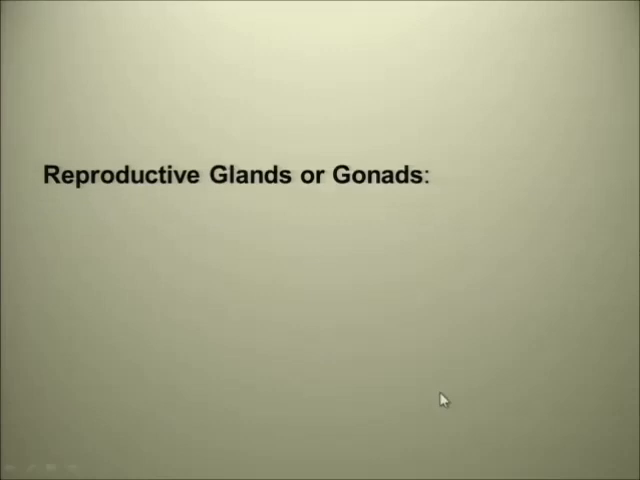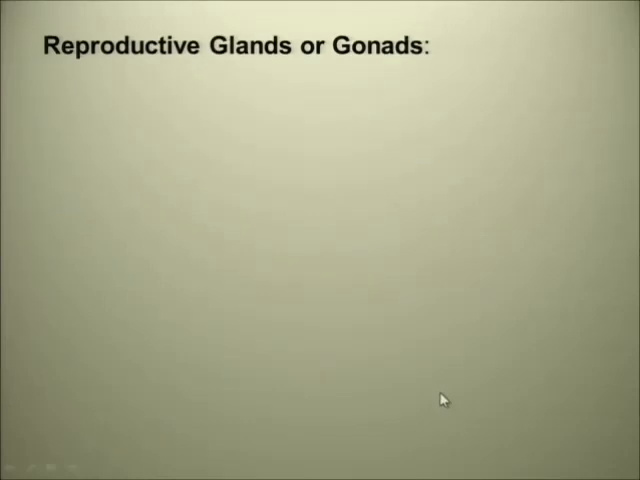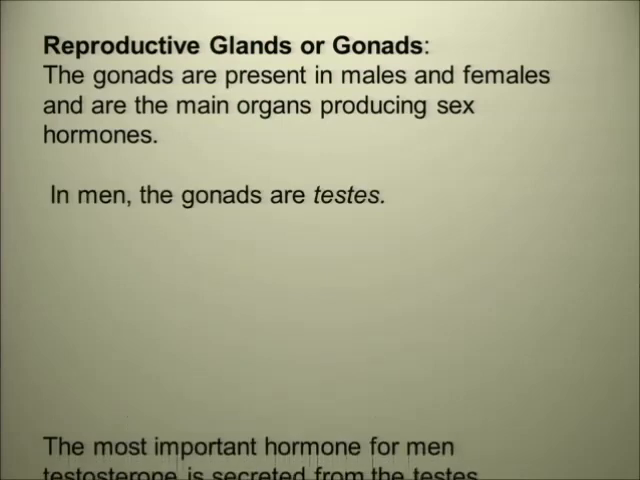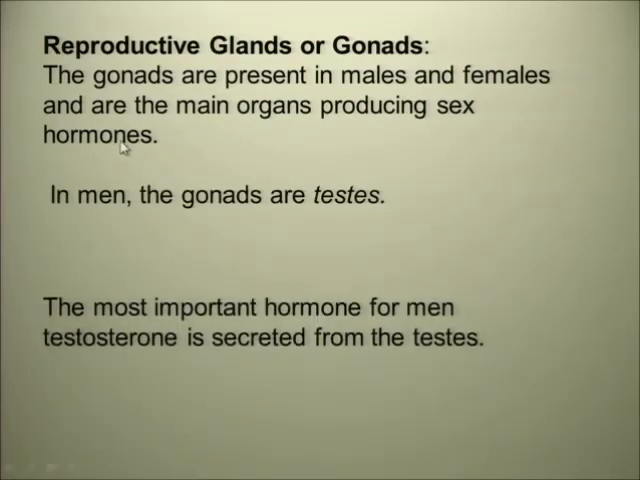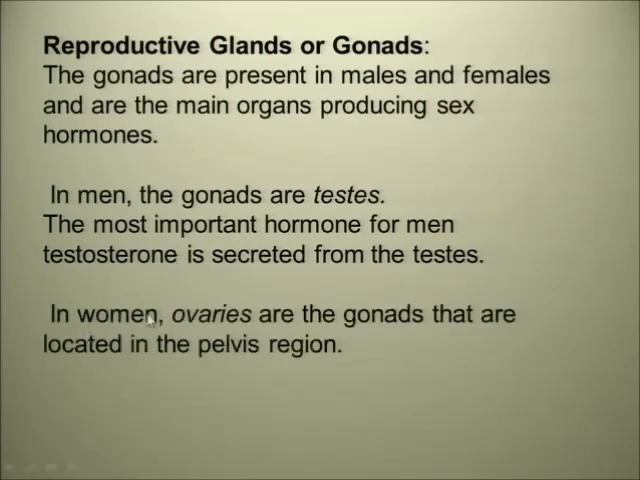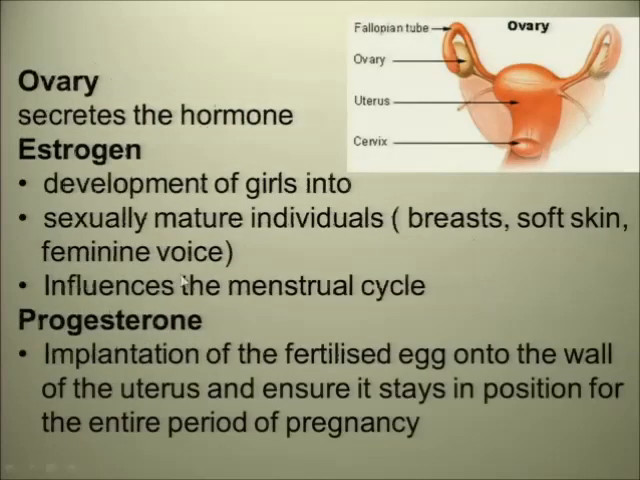Now reproductive glands. I think you did it when you did human reproduction, but we can go over it quickly. In men, the testes secrete testosterone. T for testes, testosterone. I think you can make an association there. And in women, the ovaries are the gonads that are located in the pelvic region.